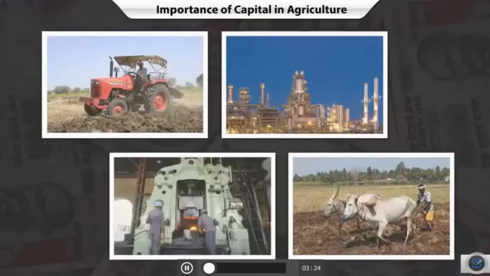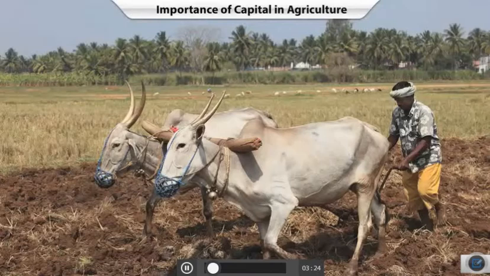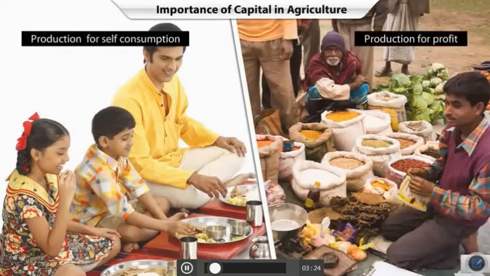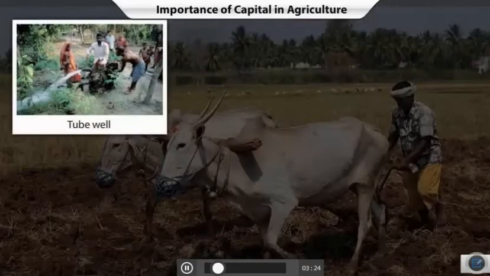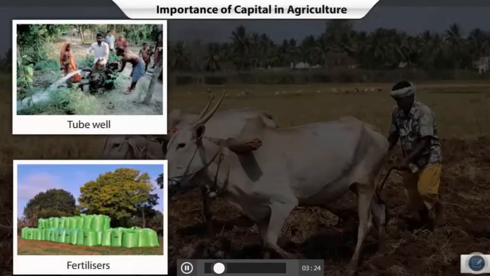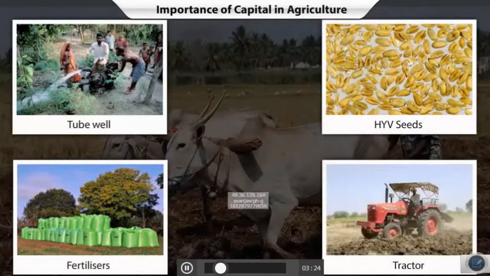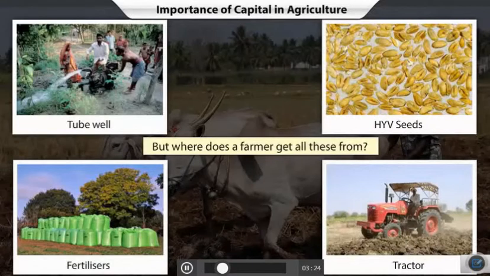Capital plays a key factor in the production process, whether in the agricultural or the industrial sector. In present times, with the focus shifting from production for self-consumption to production for sale in the market, the role of capital has become particularly significant. Tube wells for irrigation, fertilizers, HYV seeds, and modern farm machinery like tractors all guarantee a better yield. But where does a farmer get all these from?